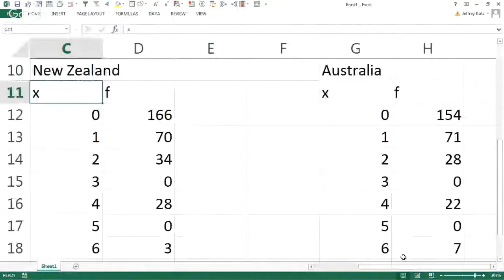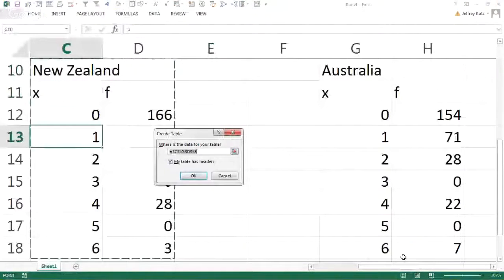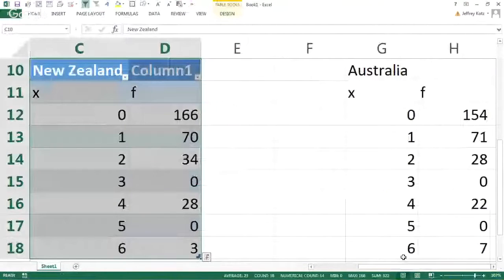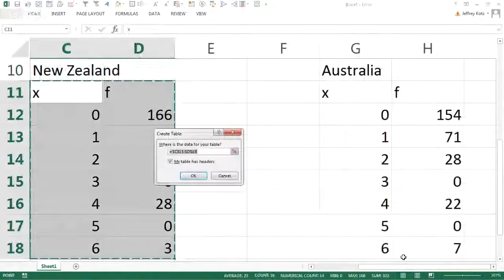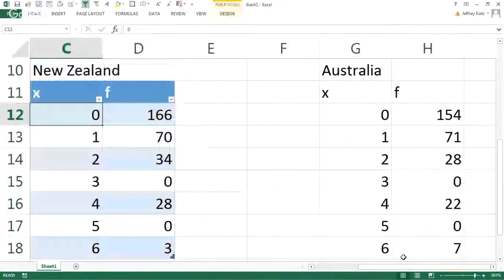Control T, it's going to turn this data into a table. Ooh, that's not how I want it to look. Control Z, undo. Actually, this is what I want, so highlight what I want, Control T, boom. Now I have X in this column and F here.